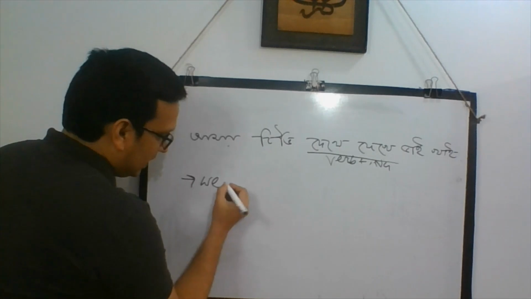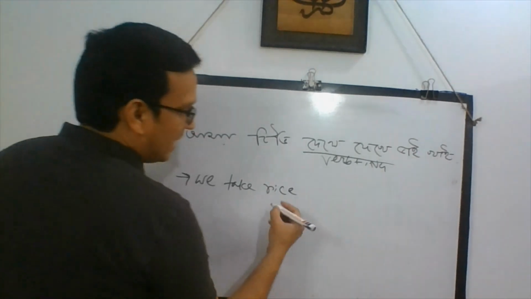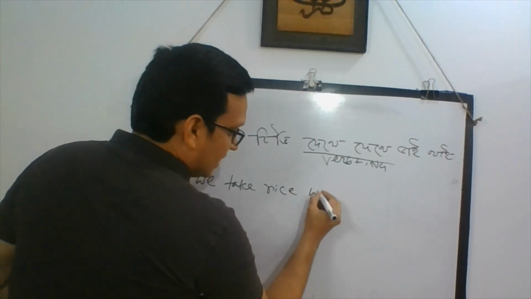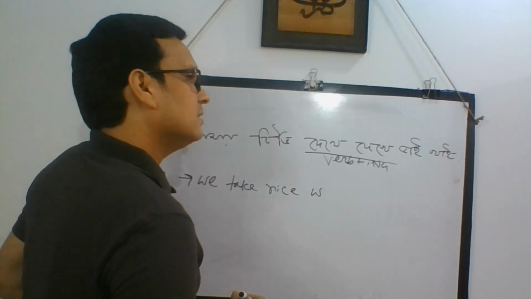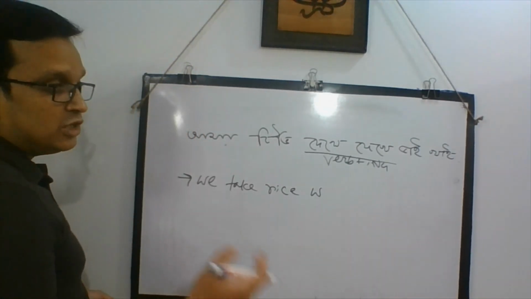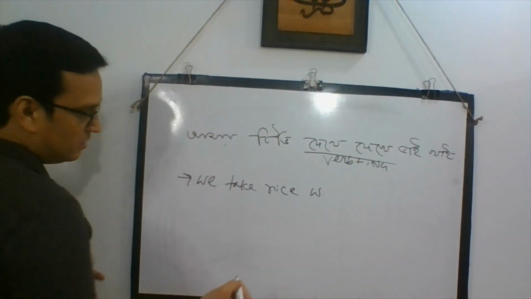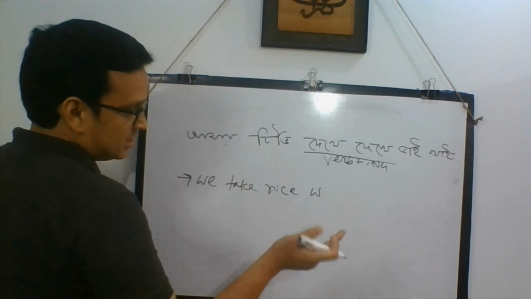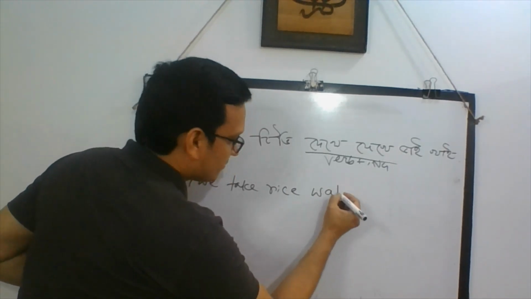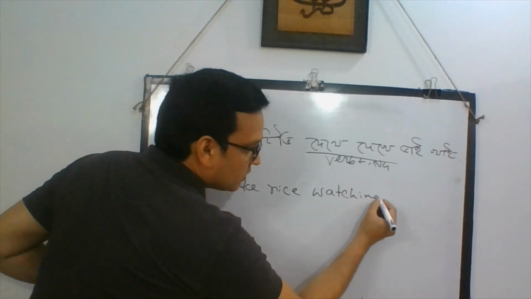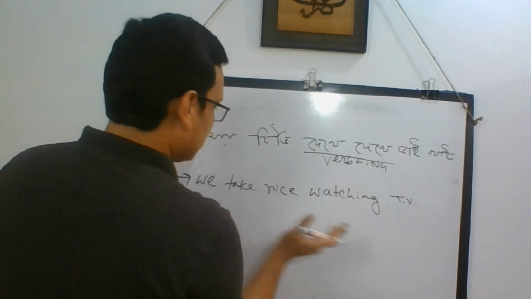We take rice, we take our meal. How? We take rice. Always we can say watching, like hearing. So sometimes we enjoy some of the food, we enjoy some of the programs, we enjoy some of the places, so we can use the word enjoy. We can also use improve or enjoy instead of this word. So we take rice, watching or enjoying TV, television. We take rice, TV dekhe what? We take rice, watching TV.